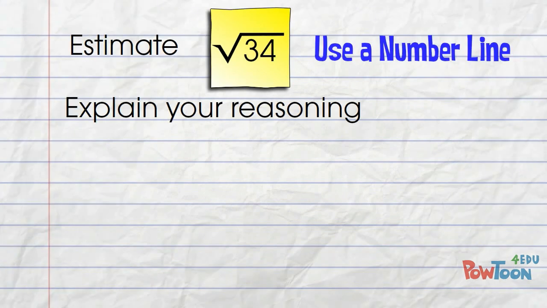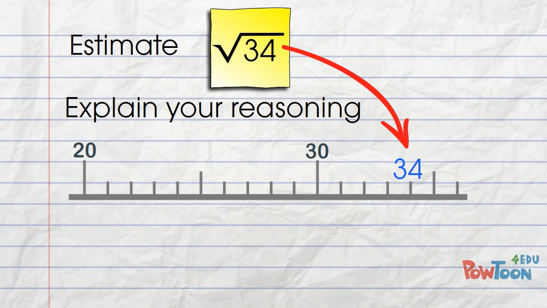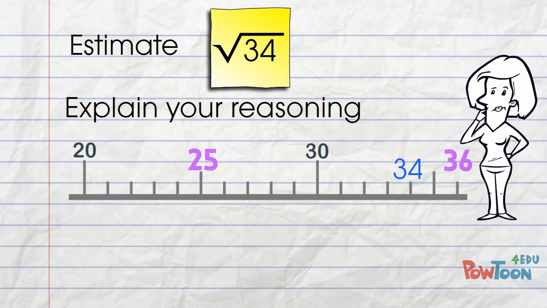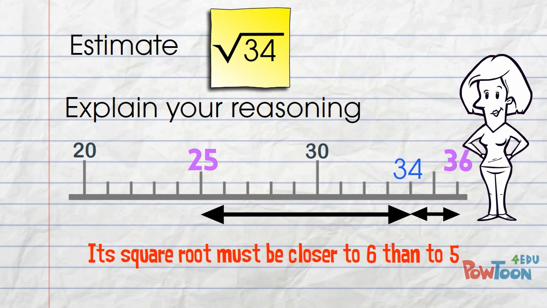Let's use a number line to help as we think it through. Here's my number, and here are the square numbers on either side of it. 34 is closer to 36 than it is to 25. That tells us that the square root value must be closer to 6 than to 5, and that means it has to be somewhere between 5.5 and 5.9.